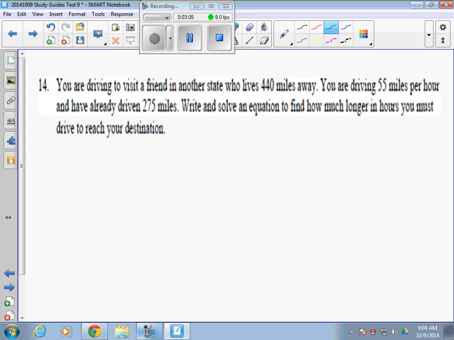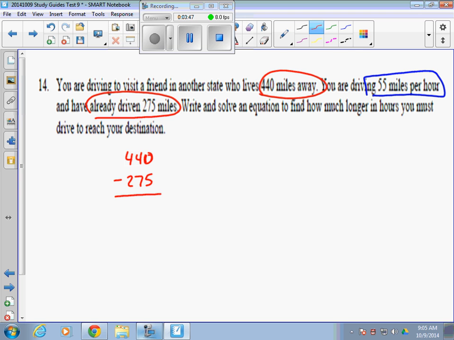Number 14 says you are driving to visit a friend in another state who lives 440 miles away. You're driving 55 miles per hour, and you have already driven 275 miles. Write and solve an equation to find how much longer in hours you must drive to reach your destination. Well, in order to find that out, we have to find out how much more distance we still have to go. We know it was 440 miles total, but you have to subtract 440 miles minus the 275 you already drove. So when you borrow that, it becomes 3.